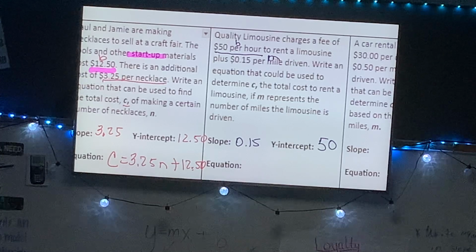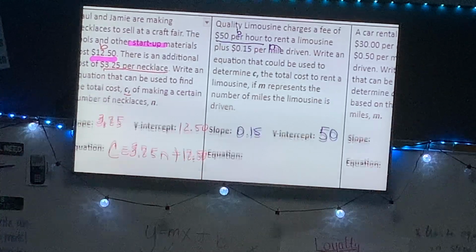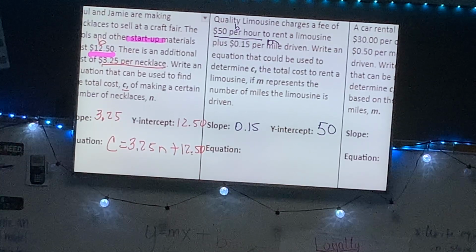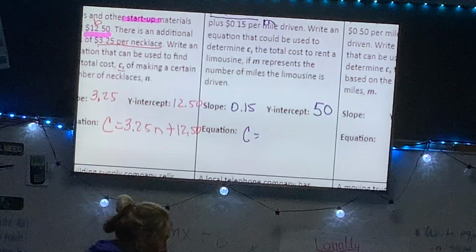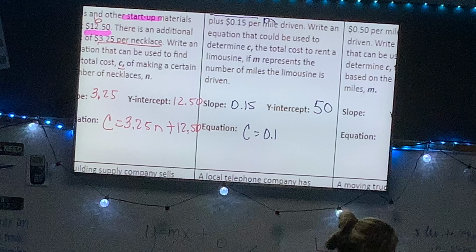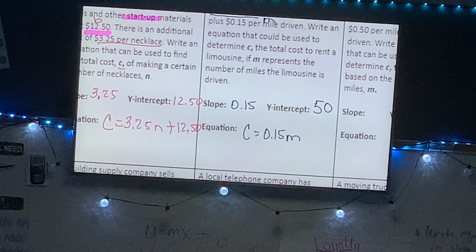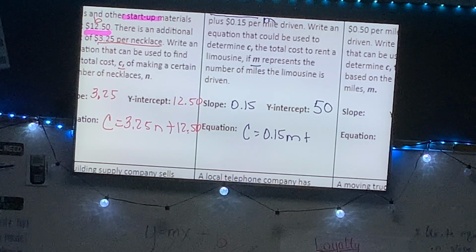So you're good. Okay, so when it says determine C, the total cost. So we have 0.15 M for miles plus 50.